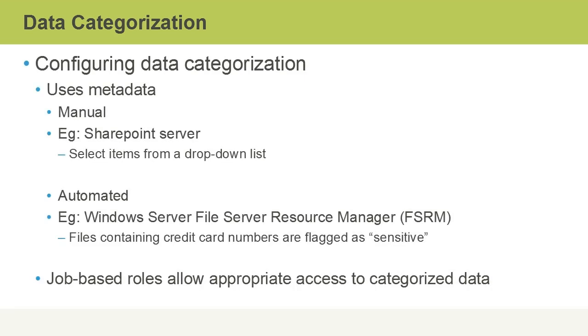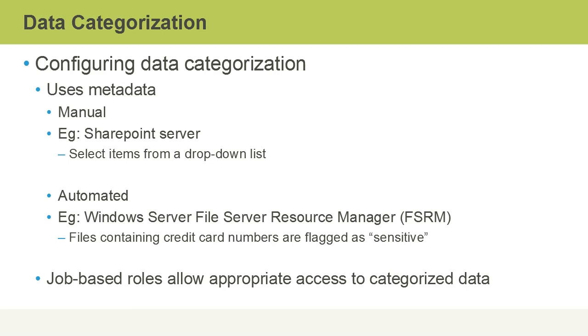Data needs to be categorized for it to be taken care of properly so that we can mitigate threats against it. Data categorization uses metadata. Metadata is extra information about the actual data itself. So we could manually configure metadata about documents stored, for instance, on a Microsoft SharePoint server, where we might select items from a drop-down list, maybe to flag a document as being at a certain stage within a business process.